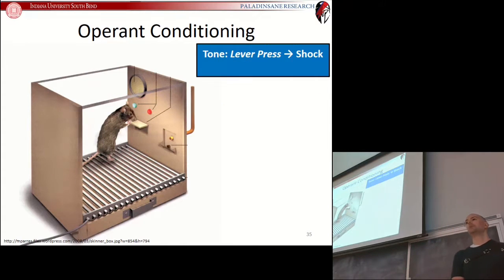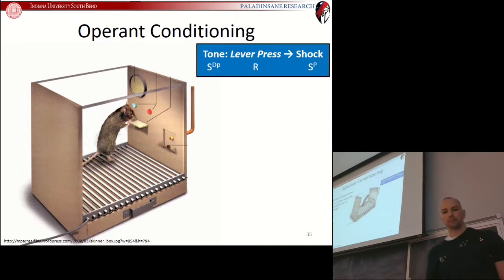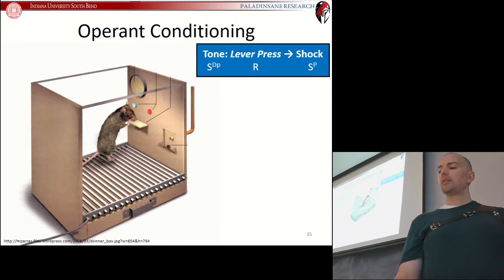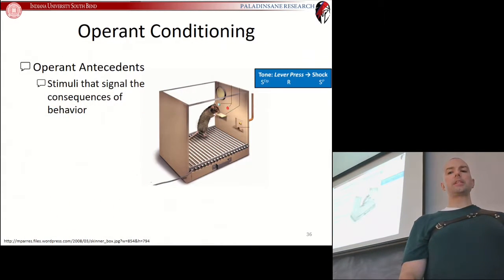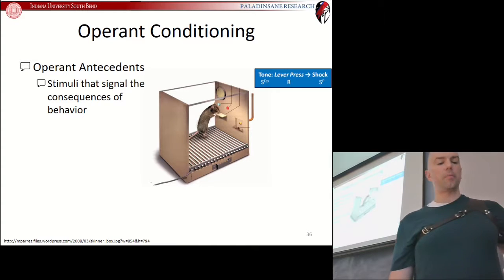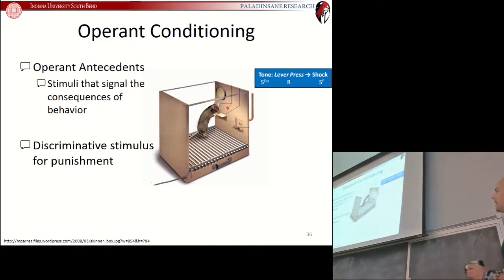We also have discriminative stimuli for punishment. So a second tone, when the second tone is present, that might signal that the lever press will now lead to shock, right? So this is kind of the red light. Don't go do the lever press because it'll lead to shock. In this case, that tone is a discriminative stimulus for P, for punishment. So this would be an indication that the punishment protocol is in place.